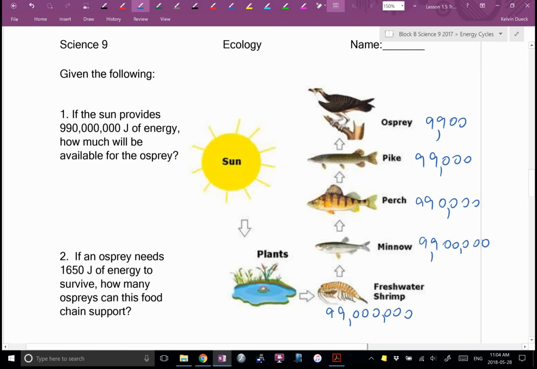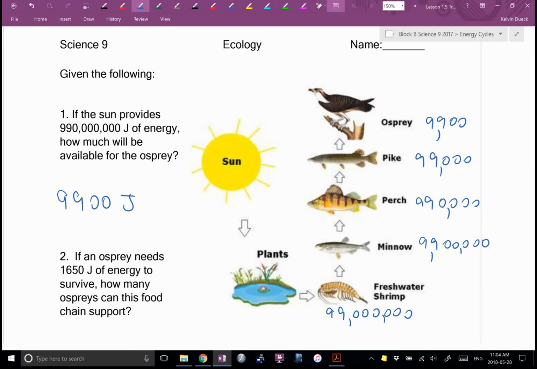So how much is available for osprey? I'm saying roughly 9,900 joules. Do we lose marks if we don't put the joules? In Physics 11 and Physics 12, I'm fussy about units. Here, I won't freak out.